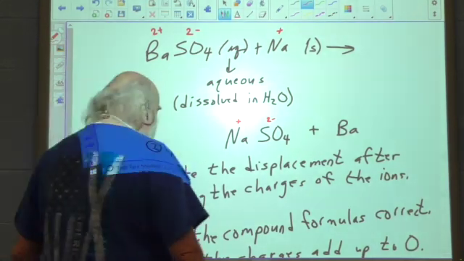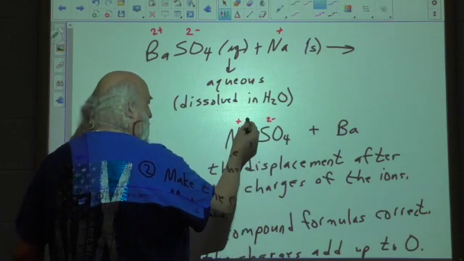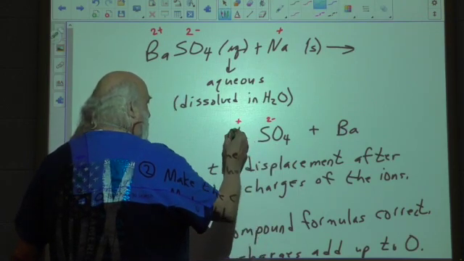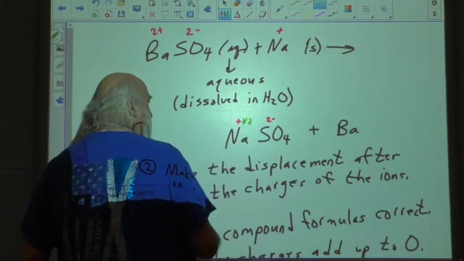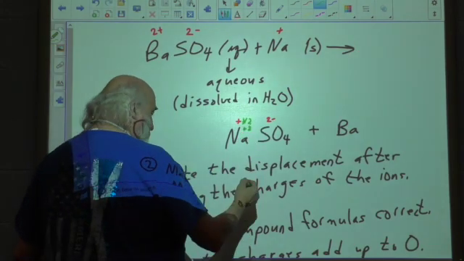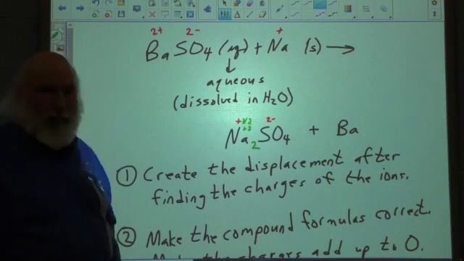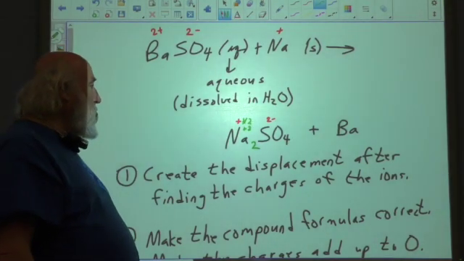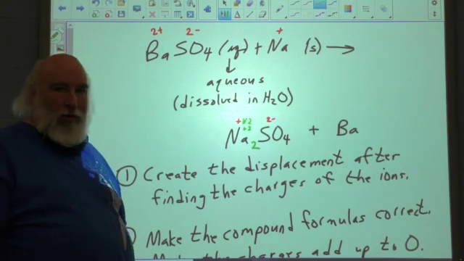So we have to do something here. In order to make this add up to 0, we have to have twice as many sodiums. So we're going to take this positive 1 and multiply by 2. And that gives it a positive 2 charge. So that means we have to put a subscript 2 right there. That is now the correct formula for sodium sulfate.